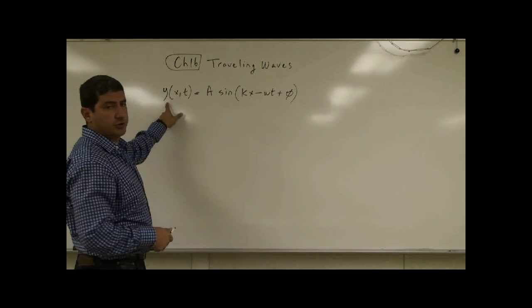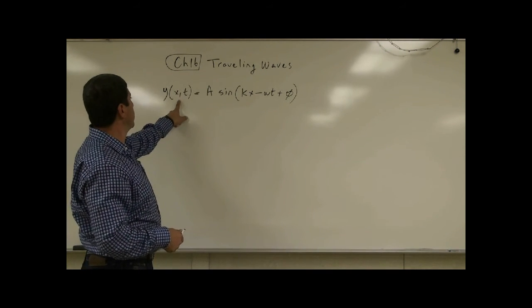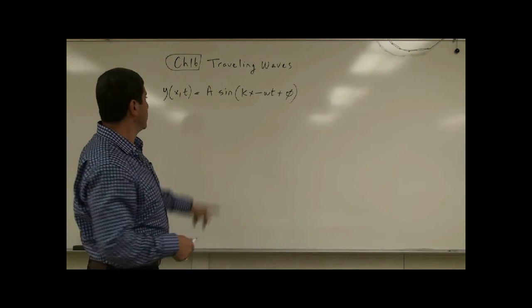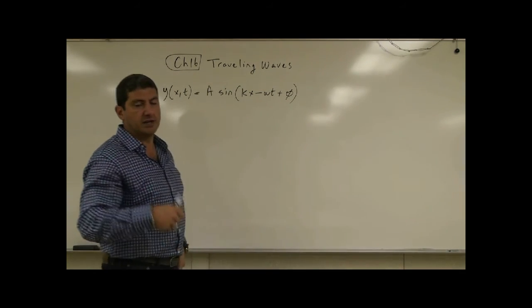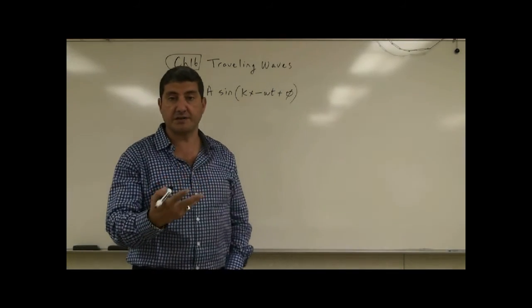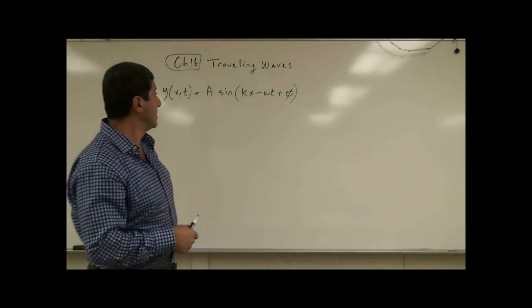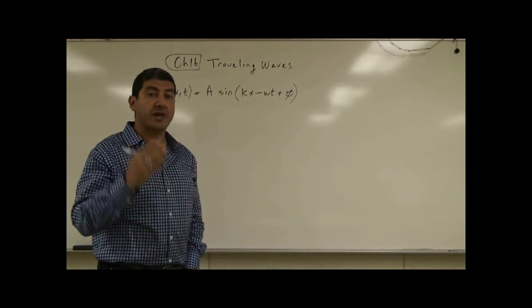So the equation for a traveling wave, y as a function of x and t, is going to be A sine(kx minus omega t plus phi). So we're going to try to understand the pieces of this and what each one means. This describes a transverse wave.